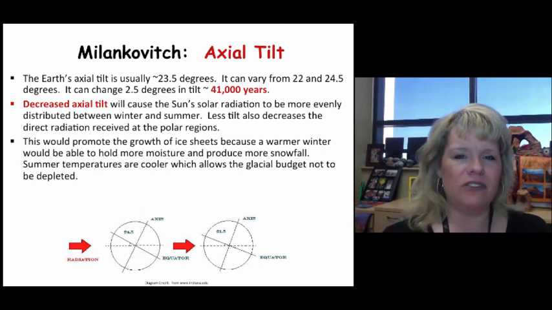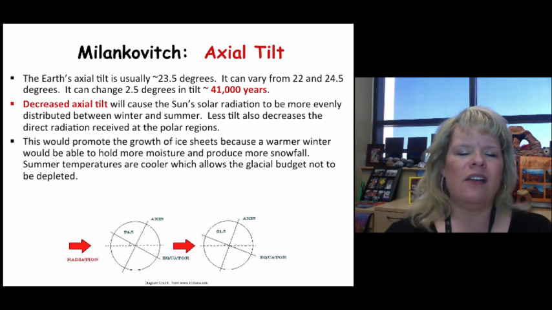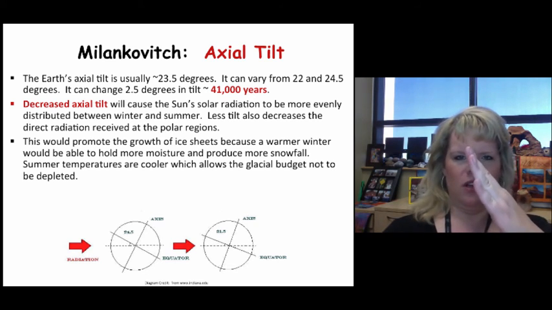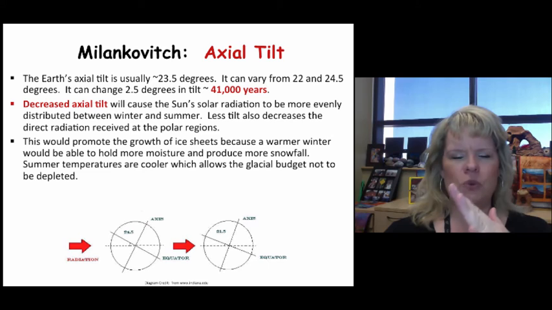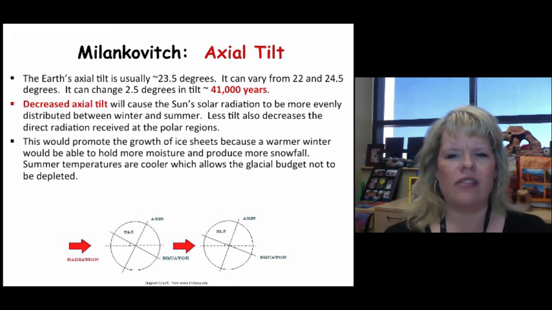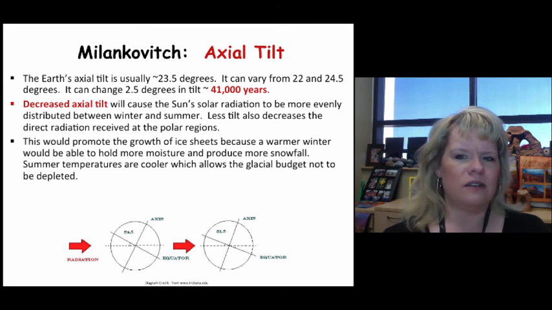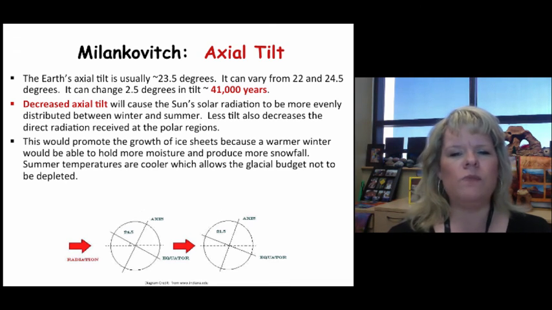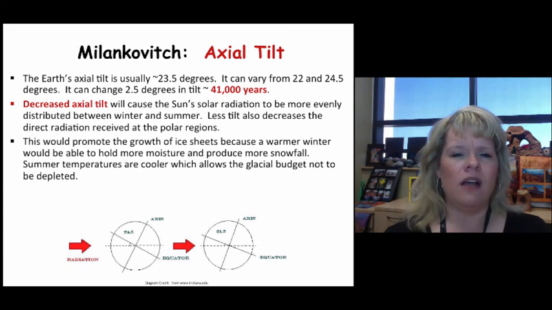Well, the axial tilt is sometimes referred to as obliquity. I like axial tilt better. It's easier to understand. So basically, our Earth sits on an axis, and we can fluctuate by about 2.5 degrees. Currently, we sit at 23.5 degrees, and then we can vary as low as 22 and as high as 24.5 degrees. So the variation from the max of 24.5 to the lowest angle of 22, that cycle takes about 41,000 years to reach that maximum extreme on either side.